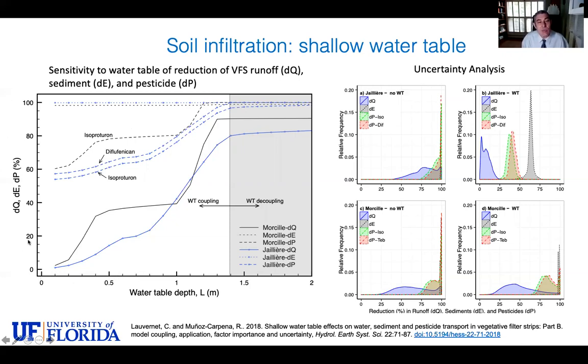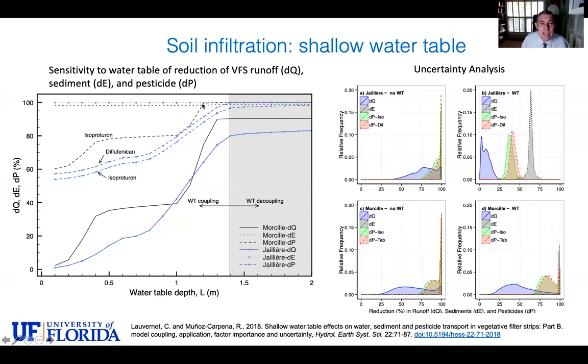And on the y-axis, we have the expected reductions of flow, Q, E is erosion sediment, and P is the pesticide. So the first two lines that we see here are for the two sites that I just presented to you. You can see how the reduction in runoff, DQ, these two lines at the bottom, go from almost no reduction, 0% reduction, right here, to around 80% with the deeper water table. So big sensitivity to the position of the water table in reduction of runoff, like you would expect.